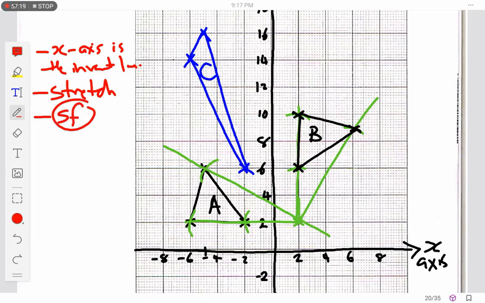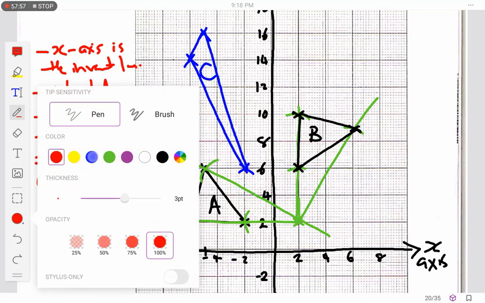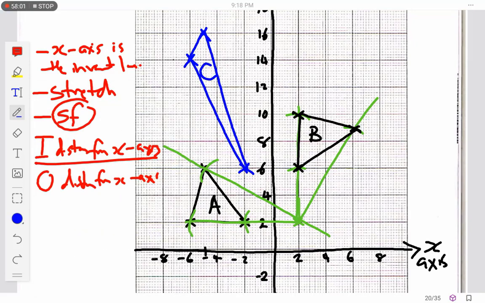To get a stretch factor, we say our stretch factor is equal to image distance from the x-axis over object distance from, again, the x-axis. Let me write this down for you. Okay, that's how you get your scale factor.